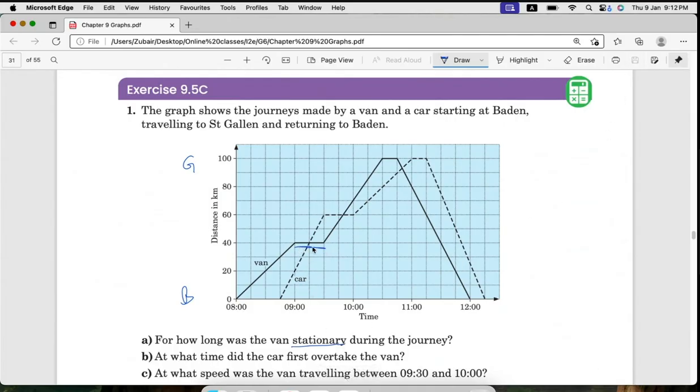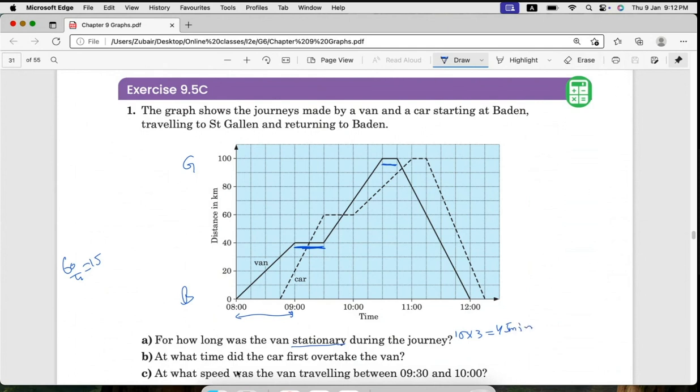I can see there are two sections which are horizontal, 1 and 2. And on the x-axis there is time. So first we figure out that we have 4 boxes in 1 hour. That means one box is 60 divided by 4 equals 15 minutes. So 2 boxes, and then third. So 15 into 3, it was stationary for 45 minutes.